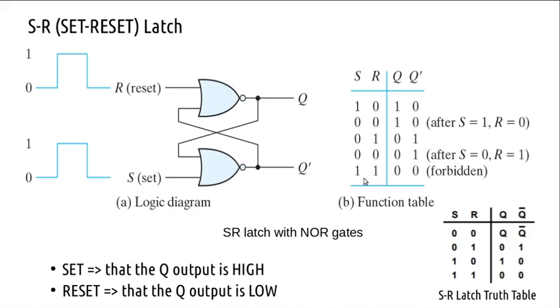Now 1 1, the inputs set equals 1 and reset equals 1, is a forbidden case, because an uncertainty about the next state comes into this circuit. Let us explain that. For the present, assume that this is a NOR gate and its output is going to be 1 when both inputs are 0. So initially we assume both inputs are 0 and the output is high.